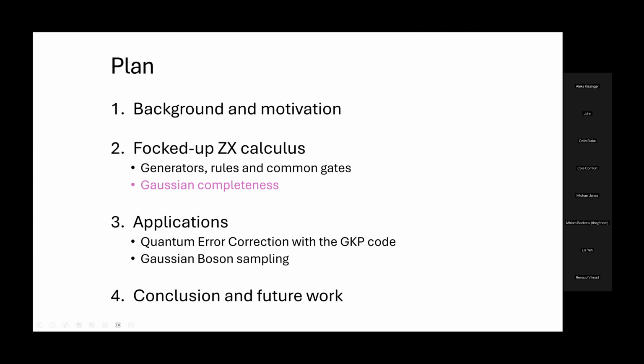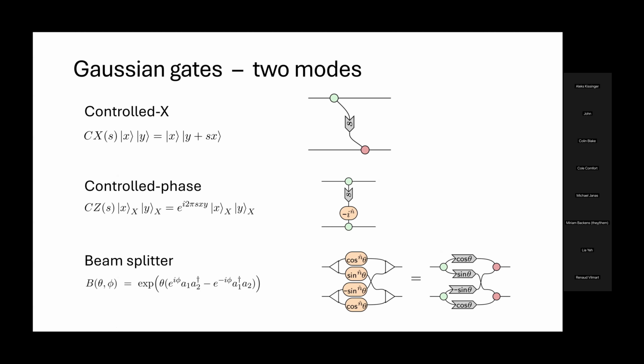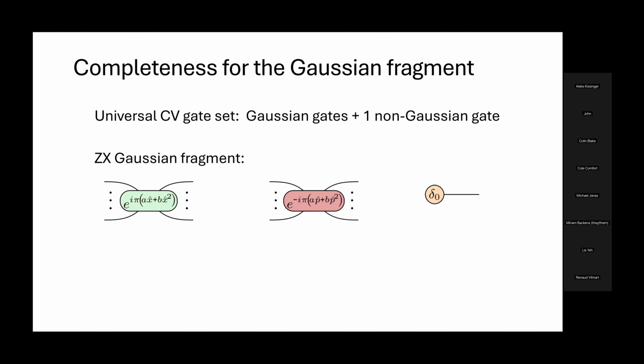All right, so next, let's look at the completeness for the Gaussian part, the stuff which does not involve the non-Gaussian things. So how is the Gaussian fragment defined? It's all the diagrams generated by these Z and X spiders. The Z spider here is labeled by e to the i(ax + bx squared). So here we have a linear component in the exponent and a quadratic component. So we cannot have anything apart from these labels.